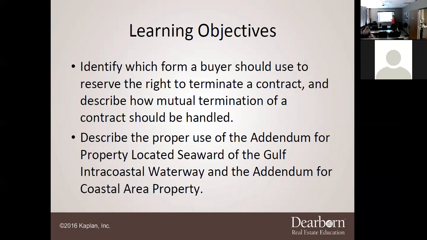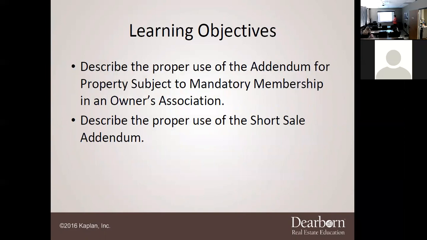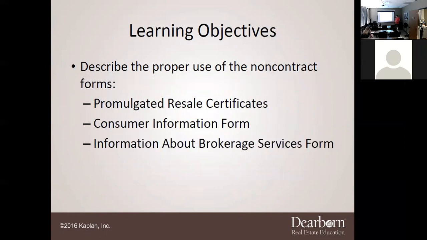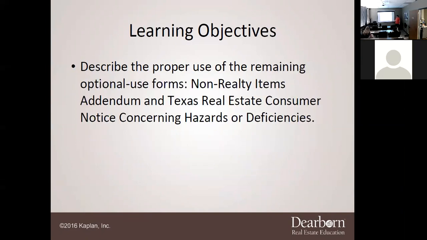Describe the proper use of the addendum for property located seaward of the Gulf Intracoastal Waterway and the addendum for coastal area property. Describe the proper use of the addendum for property subject to mandatory membership in an owner's association. Describe the proper use of the short sale addendum. The proper use of the non-contract forms, such as the resale certificates, the consumer information form, or the information about brokerage services form. And also describe the proper use of the remaining optional use forms, such as the non-real estate items addendum, Texas real estate consumer notices concerning hazards and deficiencies.